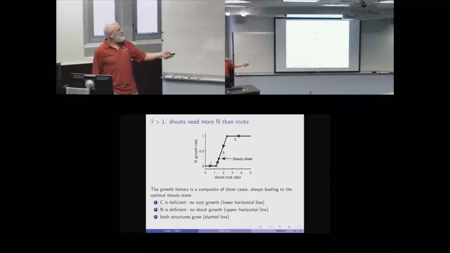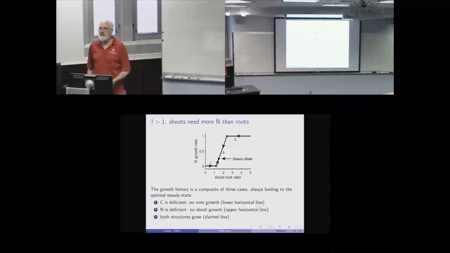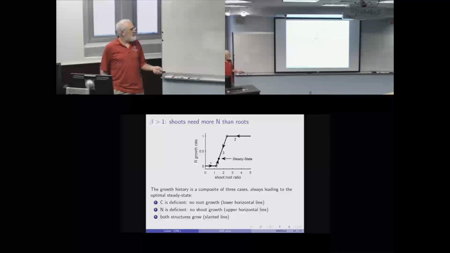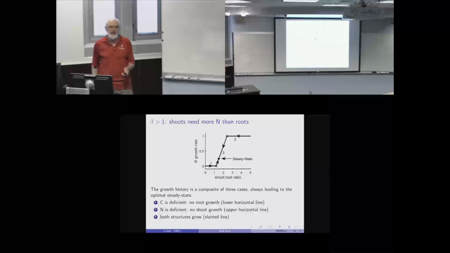In the intermediate case, where you have a medium shoot-root ratio, then both structures grow. Because beta is greater than 1, it means that the shoots are deficient in nitrogen, since they need more nitrogen, and the roots are deficient in carbon, since they need more carbon. So both structures will grow. Each one has more of its locally produced resource than it needs. So each one sends its excess of its locally produced resource to its partner, and so that partner can grow. And so you get both growth of roots and shoots.